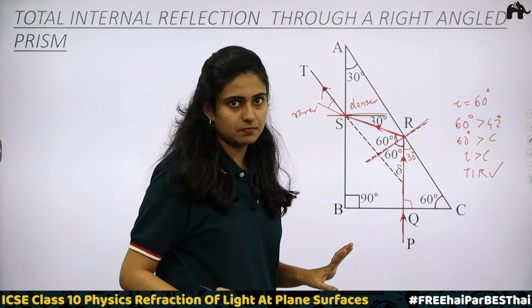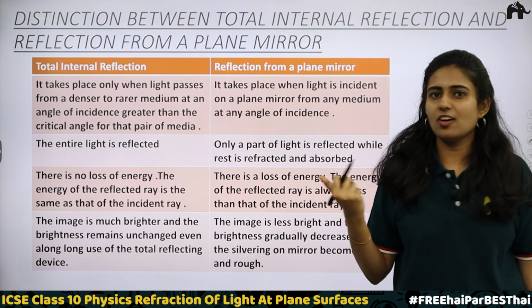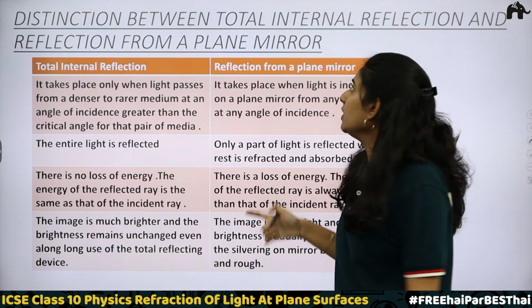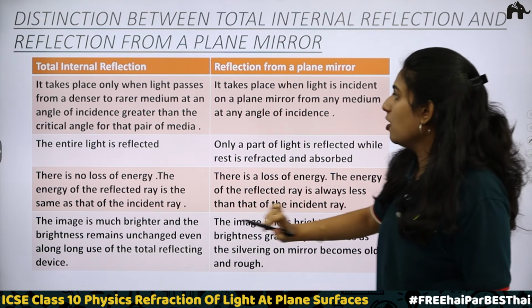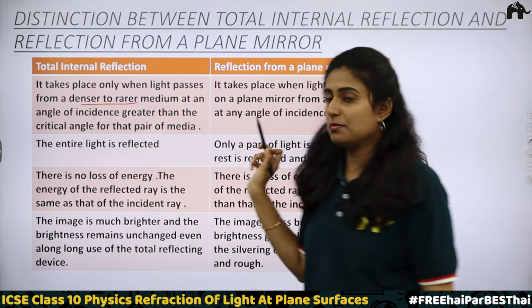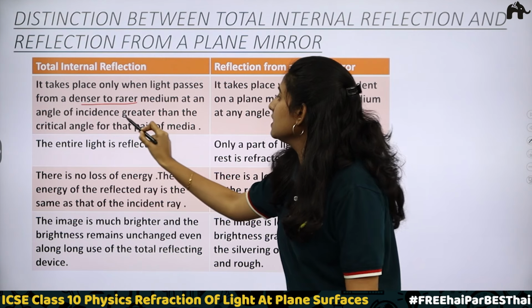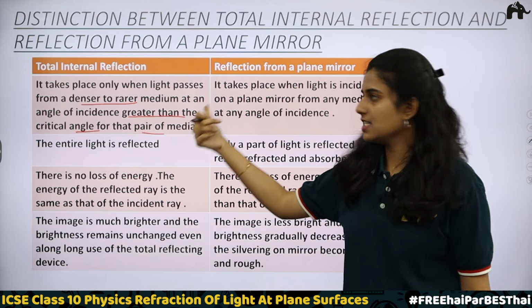going to take place. We know that reflection will happen when you have a plane mirror. Then why consider total internal reflection? Let's see the distinction between total internal reflection and the reflection from a plane mirror. First point is, it takes place only when light passes from a denser to a rarer medium at an angle of incidence which is greater than the critical angle for that pair of medium. That is the definition of total internal reflection.